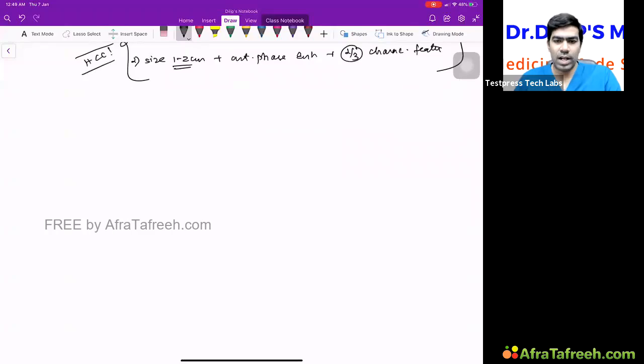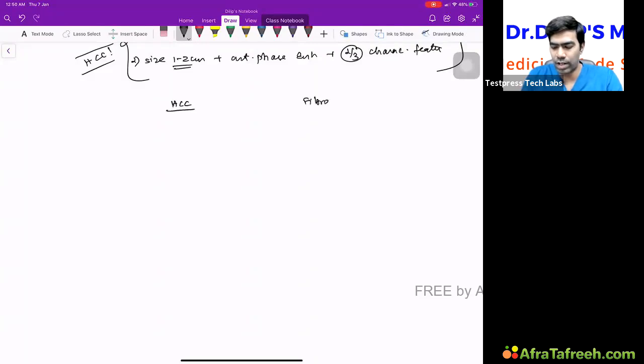So then apart from that, one more important thing is to differentiate. Yeah, this is what I'm talking about. So differentiate between HCC and a fibrolamellar HCC. So routine HCC that you're talking about, and there is something called a fibrolamellar variant of HCC. And I don't know, this is very rare. I am not very interested in fibrolamellar type of HCC, but your examiners do ask this question.